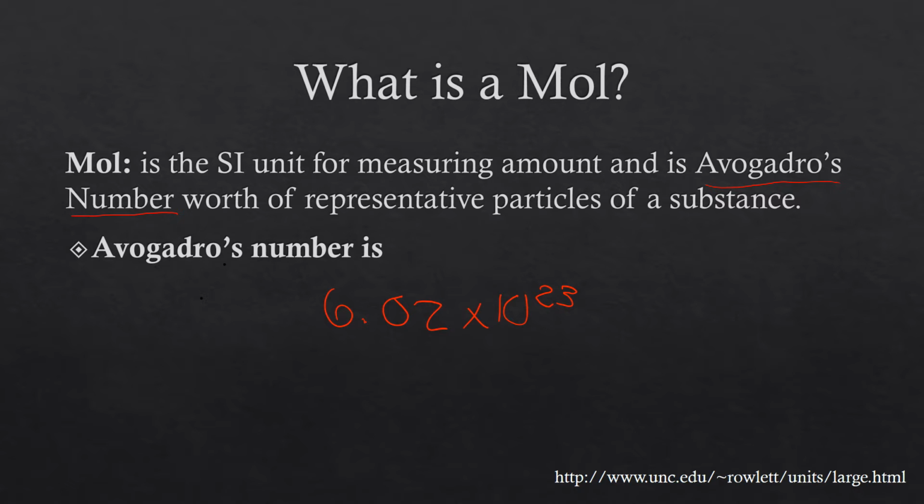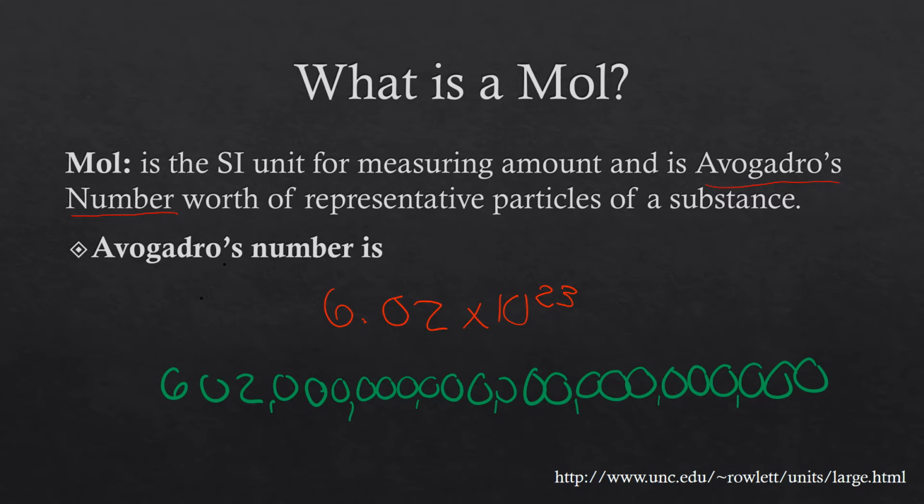What does that actually mean? It's actually 602 with 21 zeros behind it. And that's a lot of zeros. That's why we simplify by saying 6.02 times 10 to the 23rd, or we call it Avogadro's number, because he's the one that actually came up with this number, Avogadro the scientist.